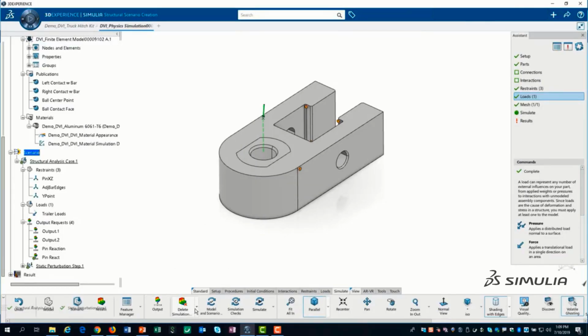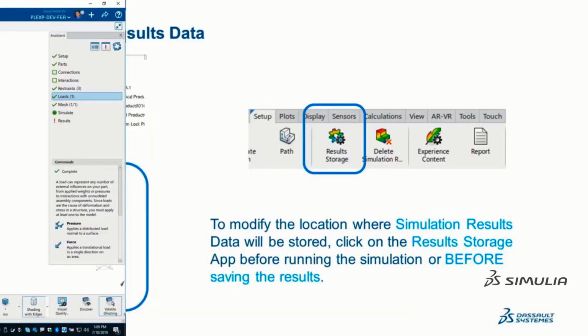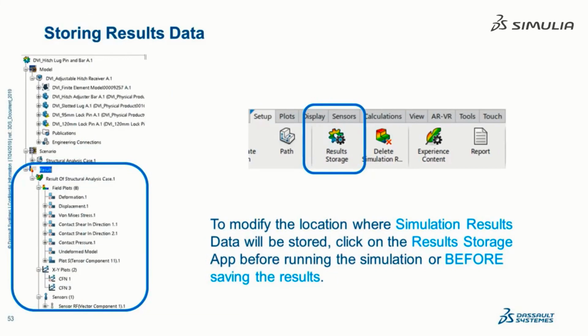On the simulate tab of the action bar, we select results storage. You have the choice of either storing the results on your local computer or on the cloud server. Your system administrator will likely instruct you where to store your results. Now, we will cover how to specify the storage location before saving the results.